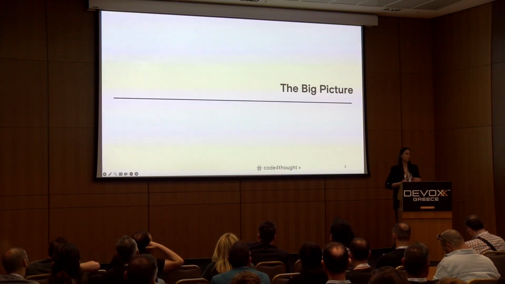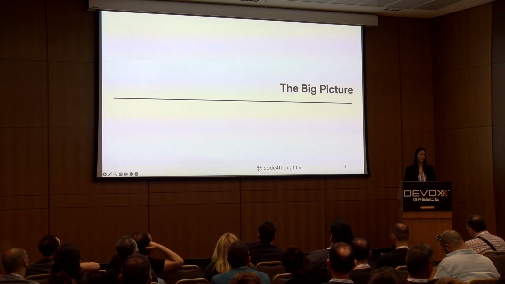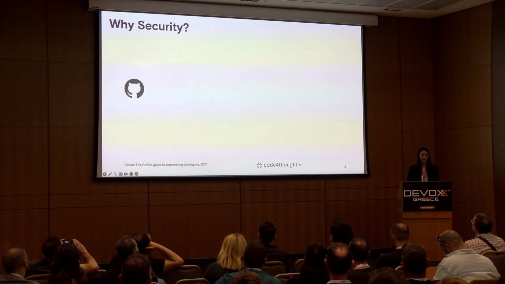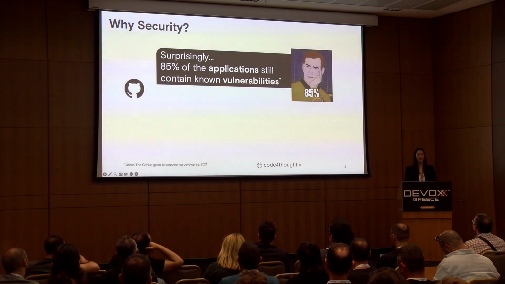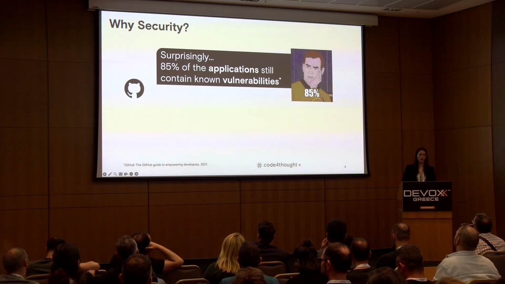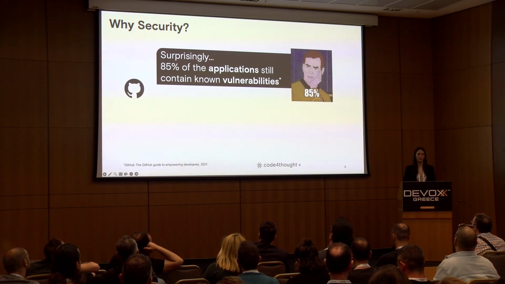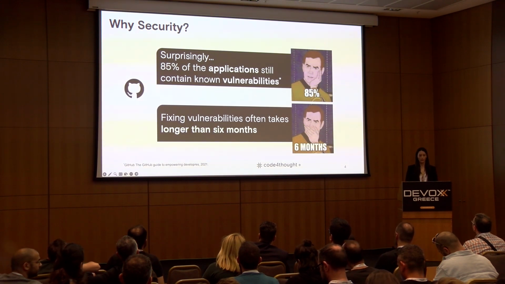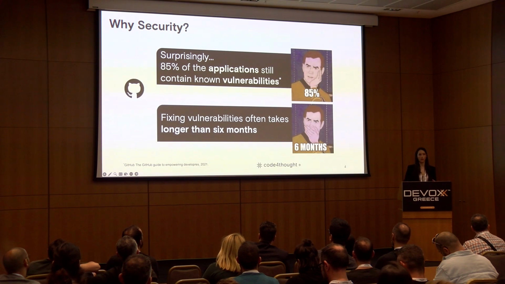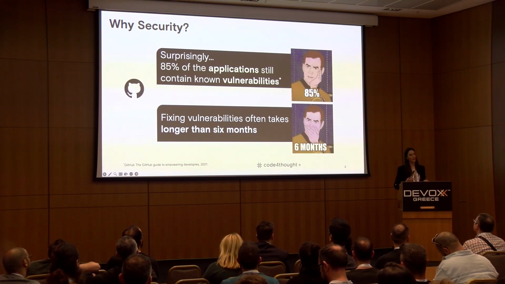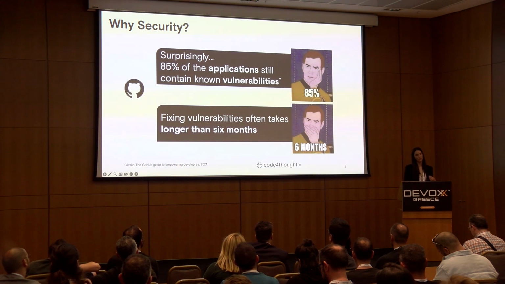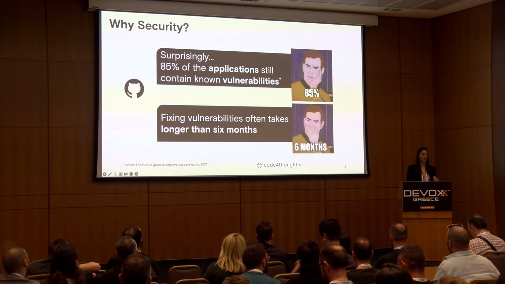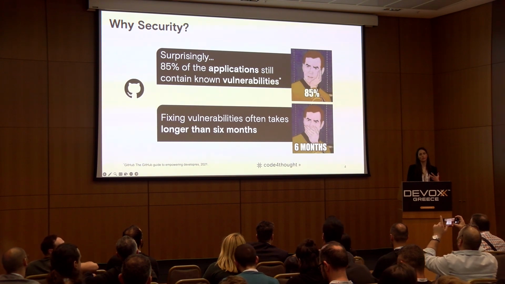So let me show you the big picture in the first place about application security. A GitHub report shows that no matter how much money has been invested in application security, still 85% of the applications contain known security vulnerabilities. And in fact, these vulnerabilities are not fixed prior to 6 months mostly. So something must be done the wrong way. So let's see how we can approach application security in a way that we produce more secure software.